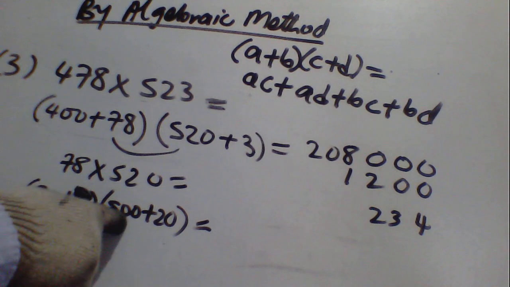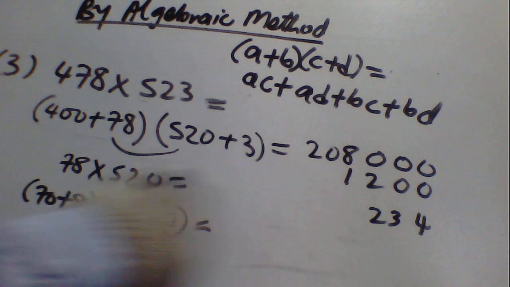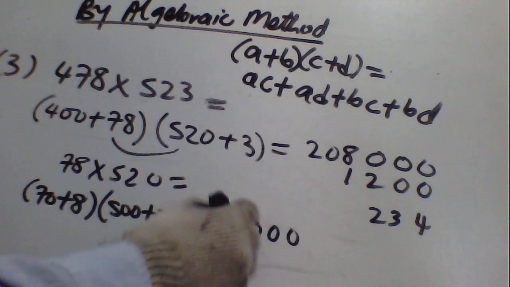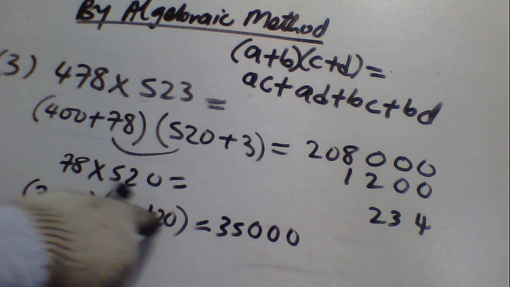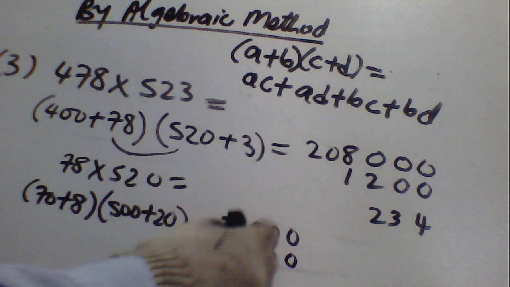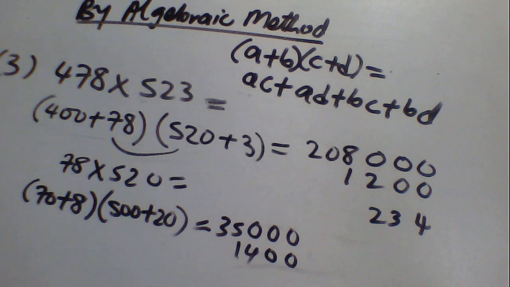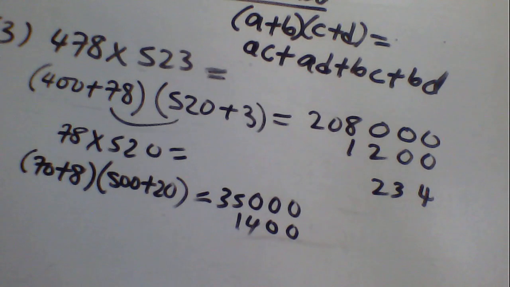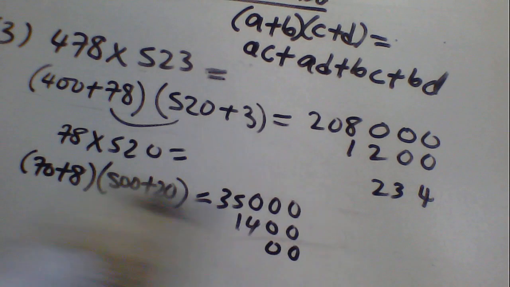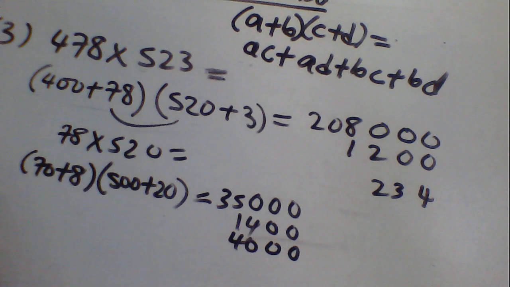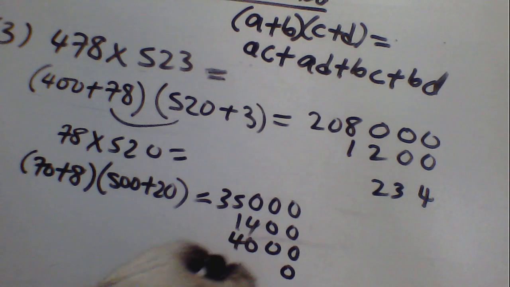70 times 500 will give us how many zeros? 1, 2, 0. 7 times 5 will give us 35. 70 times 20, there are 2 zeros. 7 times 2 will give us 14. So the next is 8. 8 times 500, write the 2 zeros. 8 times 5 will give us 40. 8 times 20 will give us what? 160.